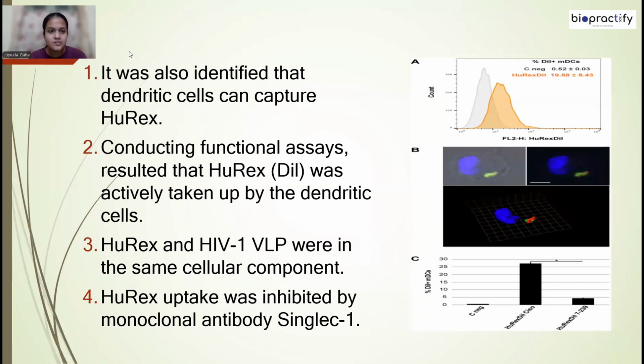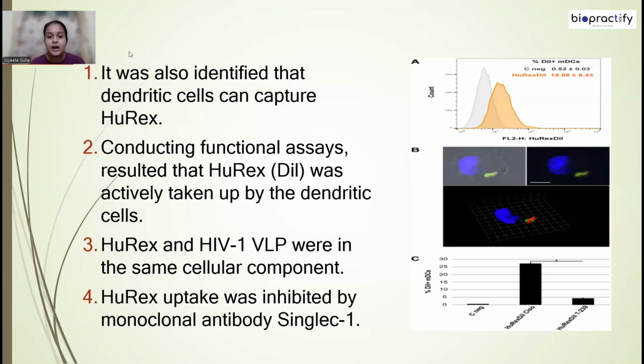It was also identified that dendritic cells can capture Hurex. This is the most prominent finding out of all. Dendritic cells are involved in immune responses, and it was found that these cells capture Hurex. After conducting functional assays, it is seen that Hurex DIL, which is Hurex when treated with chemicals, resulted in Hurex DIL, another sample. Now, this sample was actively taken up by the dendritic cells.